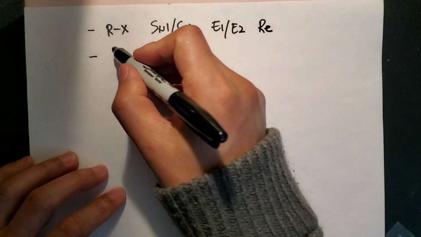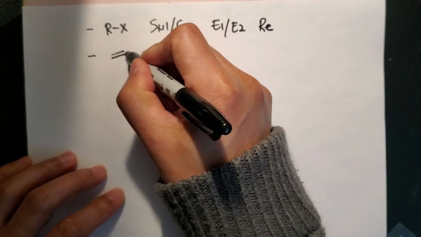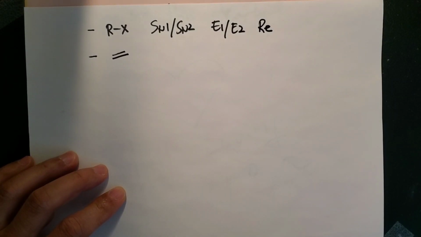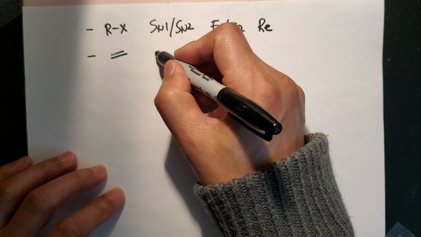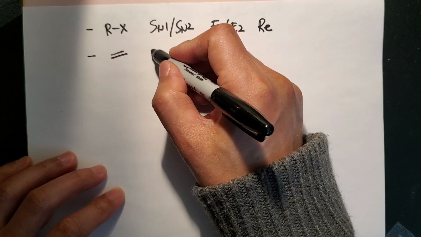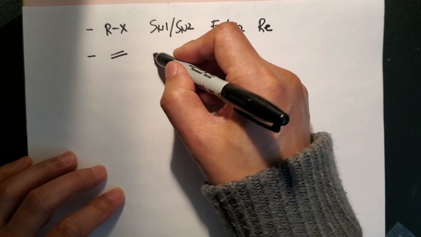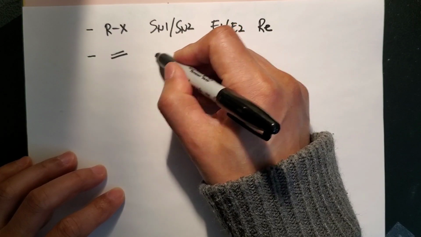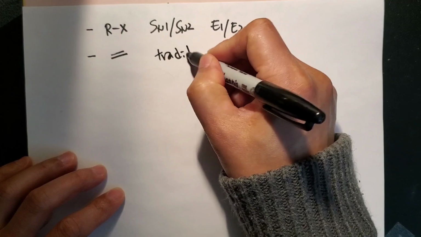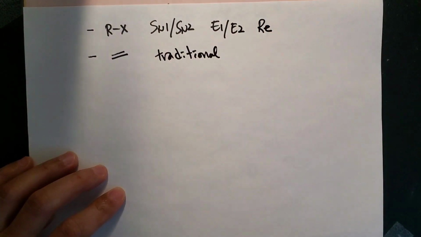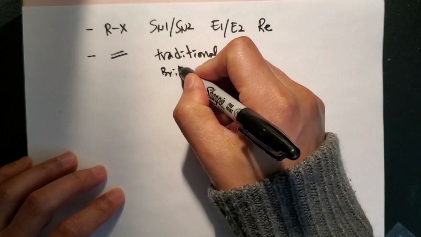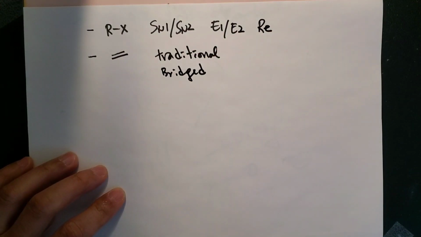Then we looked at the double bond alkene, and same for alkyne, that we could have two mechanisms. We can have ionic mechanism, so you get traditional intermediate, or you get bridged intermediate.